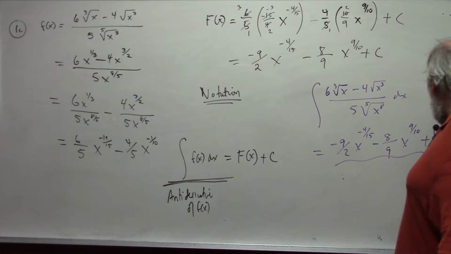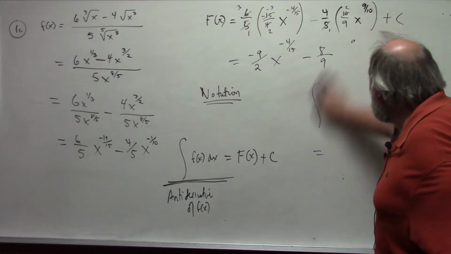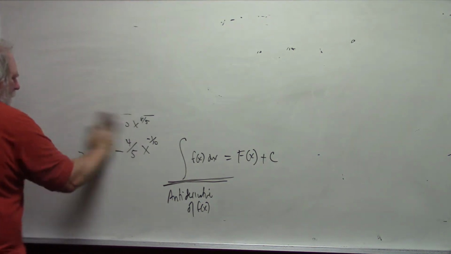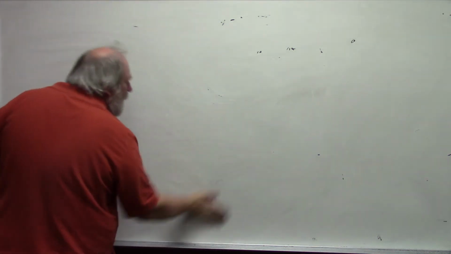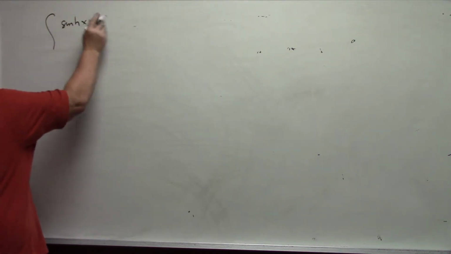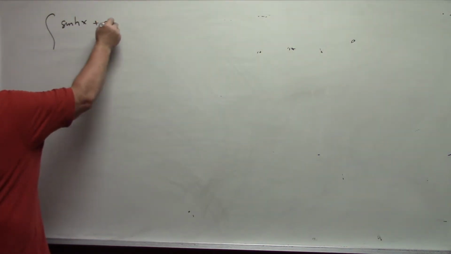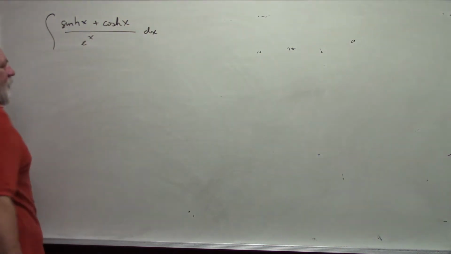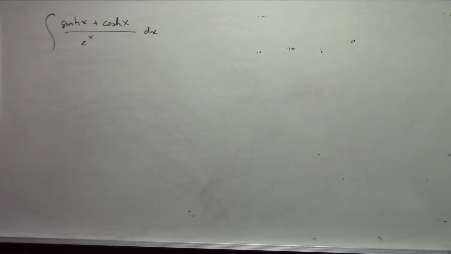So it's a little easier notationally. So let's look at a couple more examples here using that notation just for simplicity's sake. Suppose I want the antiderivative of sinh of x plus cosh of x divided by e to the x. There is no rule for antiderivatives of quotients. We have to simplify this algebraically.